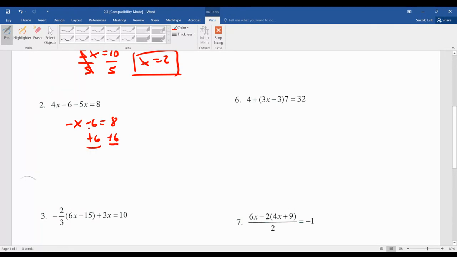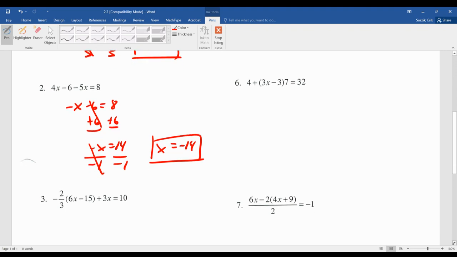Now you want to move that negative 6 over. Remember, there's an invisible negative 1 in front here. I know it just said negative, but it's really negative 1. So we have to get rid of that. So we divide both sides by negative 1. And we get x equals negative 14.